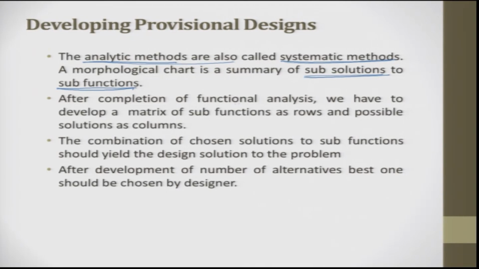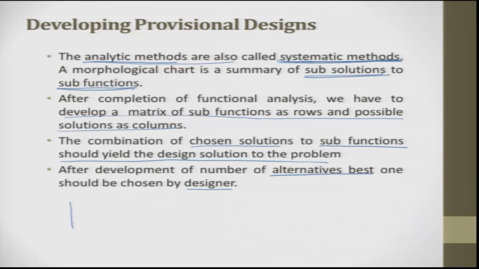After completion of the functional analysis, we have to develop a matrix of sub functions as rows and possible solutions as columns. Then a combination of a chosen solution to a chosen sub function should yield the design solution to the problem. So, these are all part of systematic method. After developing a number of alternatives, the best one is chosen by the designer.